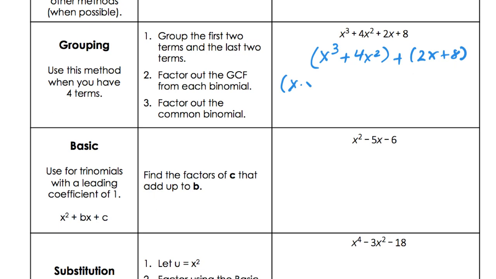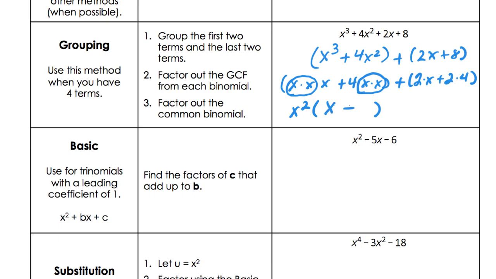So you have x times x plus 4 times x plus, I notice that 2 will go into 8. So I'm going to say 2 times x plus 2 times 4. So within each parentheses, you are going to factor the greatest common factor. So here we have x times x. You have x times x, so this is x squared. Parentheses, so you factored it out, and you're left with x plus 4.